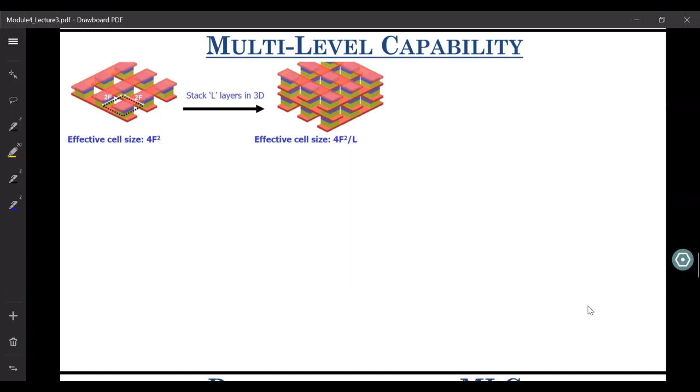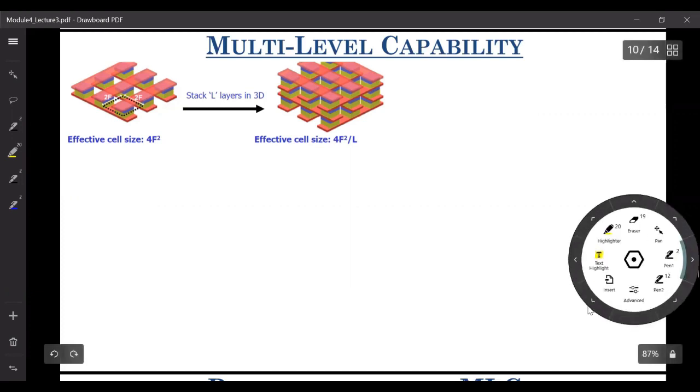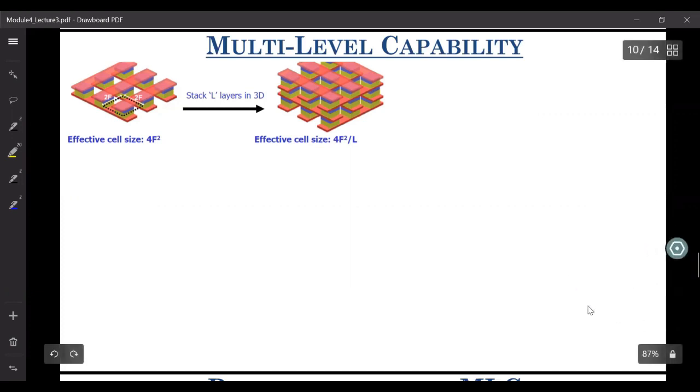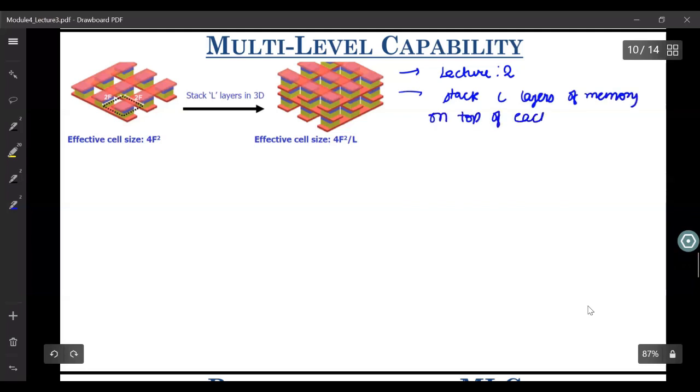And in this part, we'll be reading about the multi-level capability of cells. So let us first look at the multi-layer approach that we discussed in the second lecture. In lecture 2, we looked at this multi-layer approach where we stack L layers of memory on top of each other using 3D integration techniques.